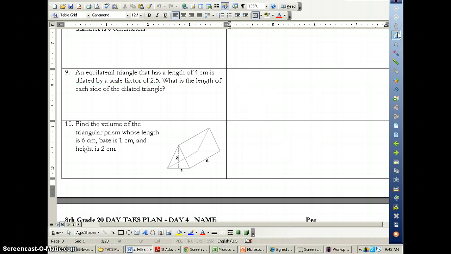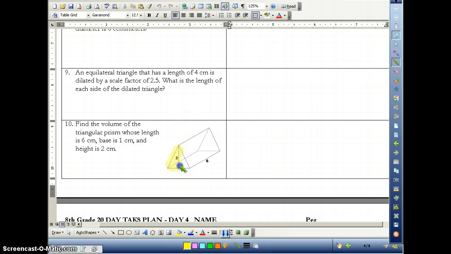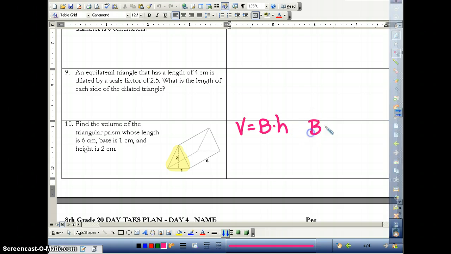Number 10, find the volume of the triangular prism whose length is 6, its base is 1, and its height is 2. I've got that labeled for you. On a triangular prism, your base is the triangle. Remember, they try to trick you by laying it down on its side. It's a prism, so volume equals capital B times H, where capital B equals area of the base. How do you find the area of a triangle? Yeah, look on your formula chart. It's a triangle. Base times height divided by 2.